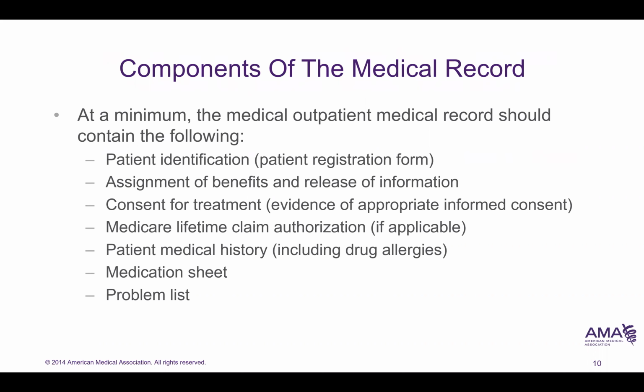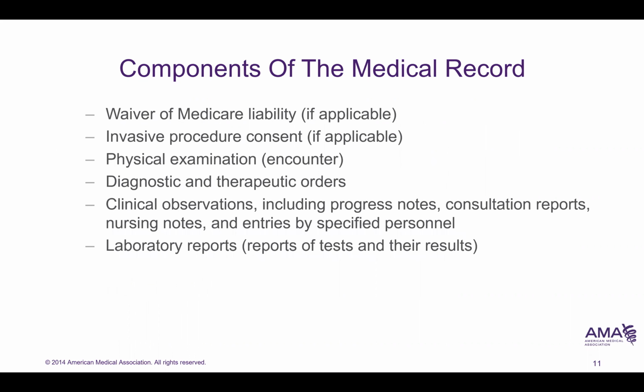At the bare minimum, medical records in an outpatient setting have to have patient identification, assignment of benefits and release of information, which allows us to release information to payers, consent for treatment, Medicare lifetime claim if they're a Medicare patient, the patient's medical history, including any drug allergies, medication list, and problem list, right? In addition, we also need to have a waiver of Medicare liability if they're Medicare patients.